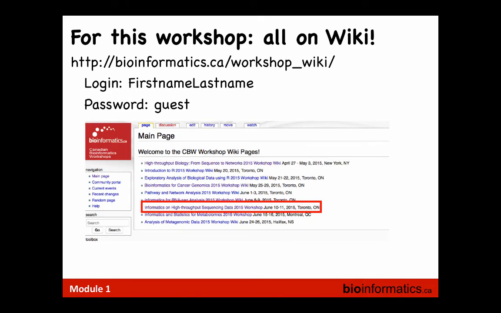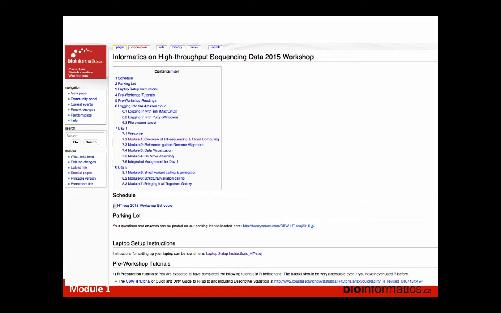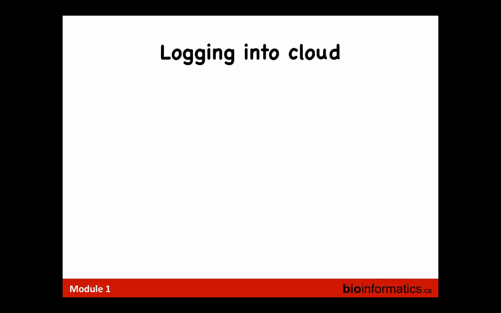So everything will be on the Wiki. In a few seconds, I will show you how to log into the Amazon Cloud. But first, I want you to open the Wiki page. If you have a problem logging into the Wiki, you can use a red sticker, and Michelle will solve the problem. Our Wiki is High Throughput Sequencing, so you can open the Wiki, and this is our Wiki page. I'm going to guide you on how to log into the cloud. So, are we ready?